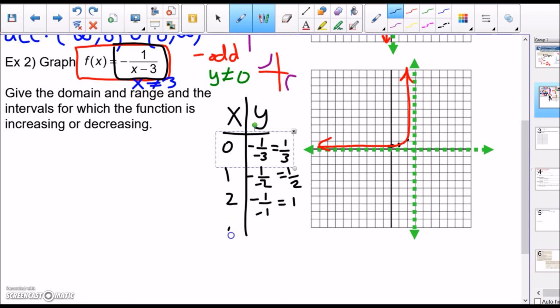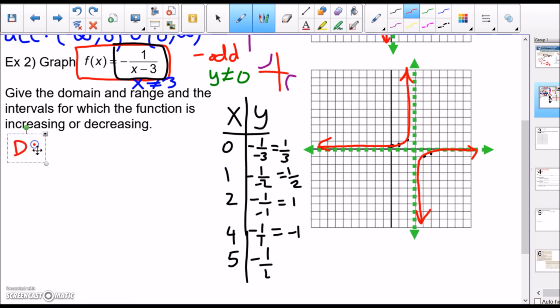And I'm not allowed to plug in 3. Can't plug in 3, but we can go to 4. We have negative 1 over 4 minus 3 is 1. That's negative 1. 4, negative 1. It's right there. Plug in 5. So negative 1 over 5 minus 3 is 2. That's 5, negative 1/2. Okay. I think I've got a pretty good idea what this looks like. Like that. Okay. There's my negative odd reciprocal function.